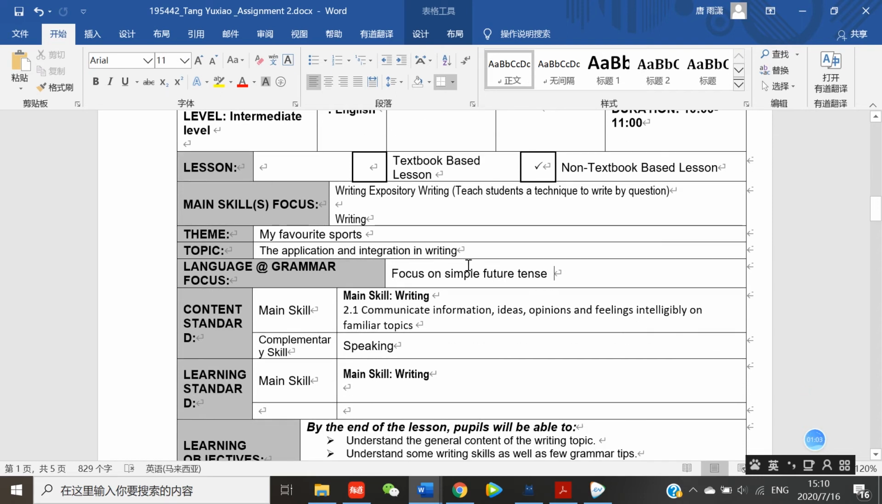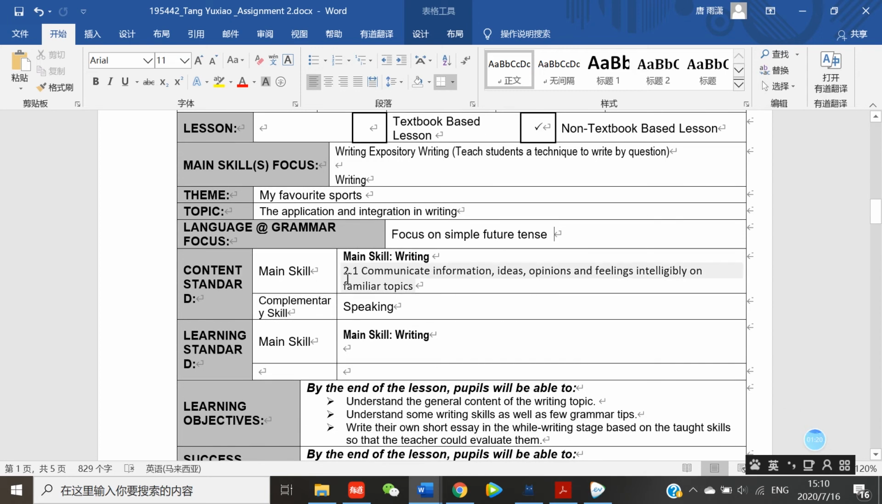The grammar that students need to use in this lesson plan is simple future tense, like I'm going to do what, I'm going to have a class tomorrow, such like this. What's more, the content standard is communicate information, ideas, opinions, and feelings intelligibly on familiar topics.